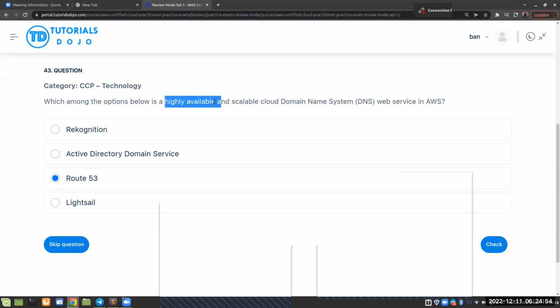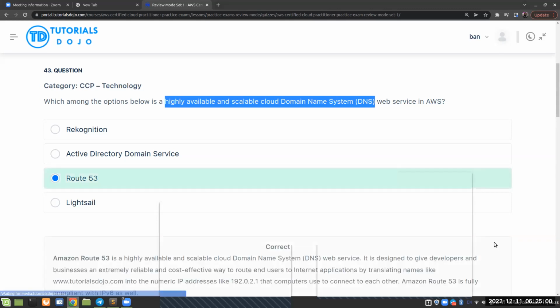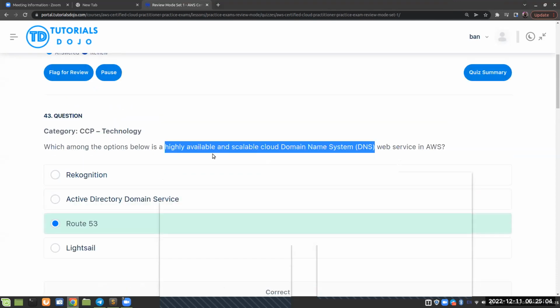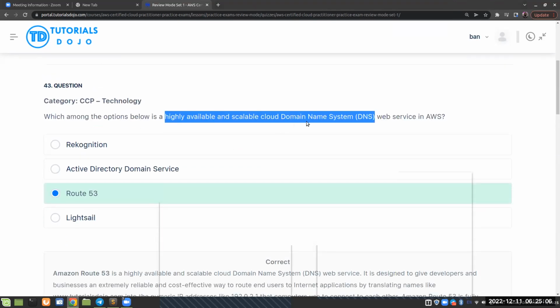So remember, it's a highly available, scalable Domain Name System. So let's check. Yeah, so that is what it is. And when we say highly available, what does a service like Route 53 do? Can anyone just explain that briefly? We say that it's a DNS web service, but what does a DNS service do?